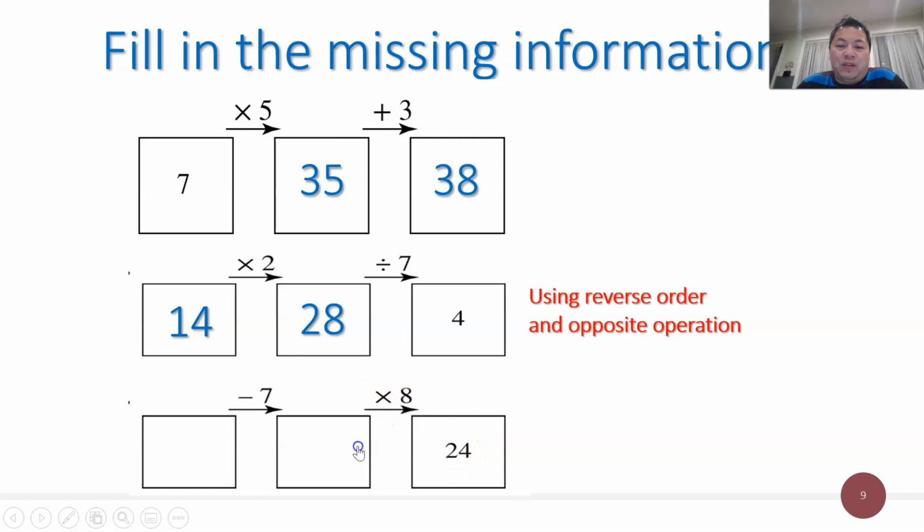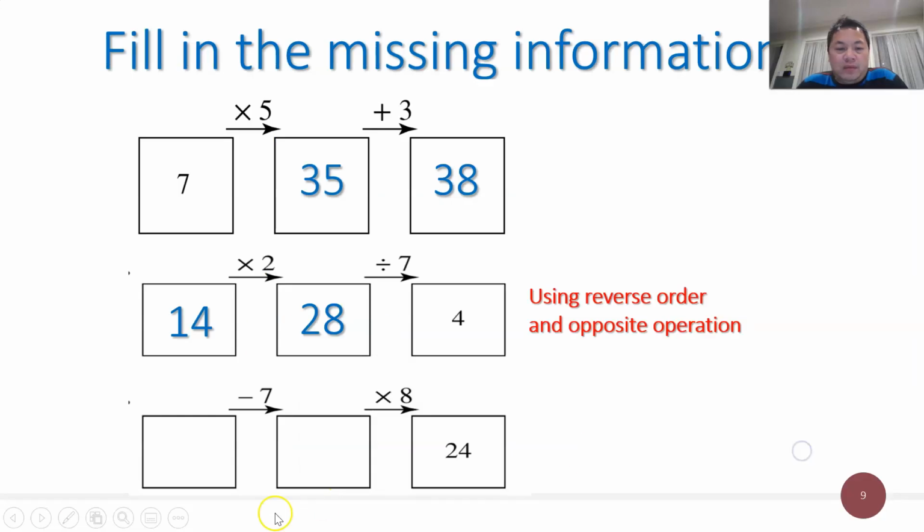So again, using the opposite operation, this is times, we have to divide. 24 divided by 8 is 3. And then again, the opposite sign will be, instead of minus, become plus. So 3 plus 7 is 10. Okay, got it so far?